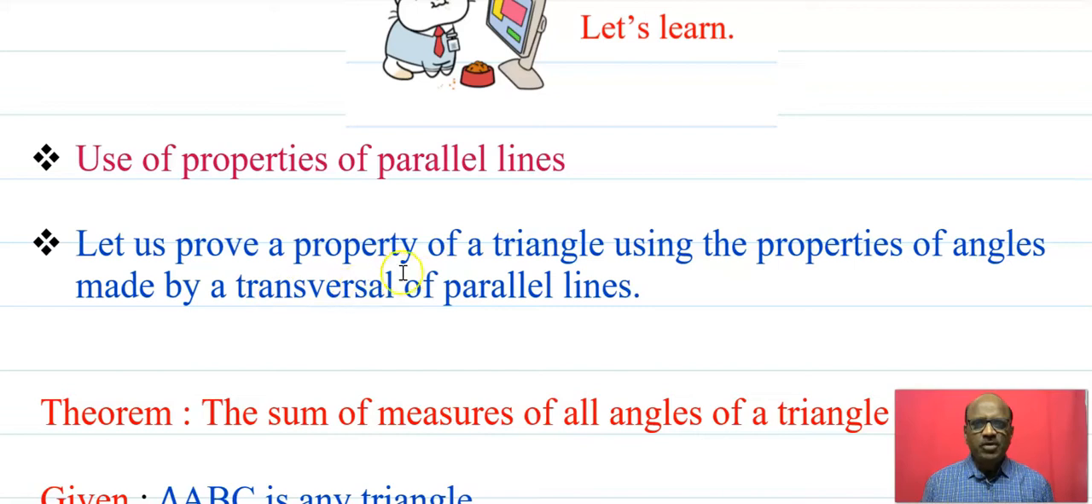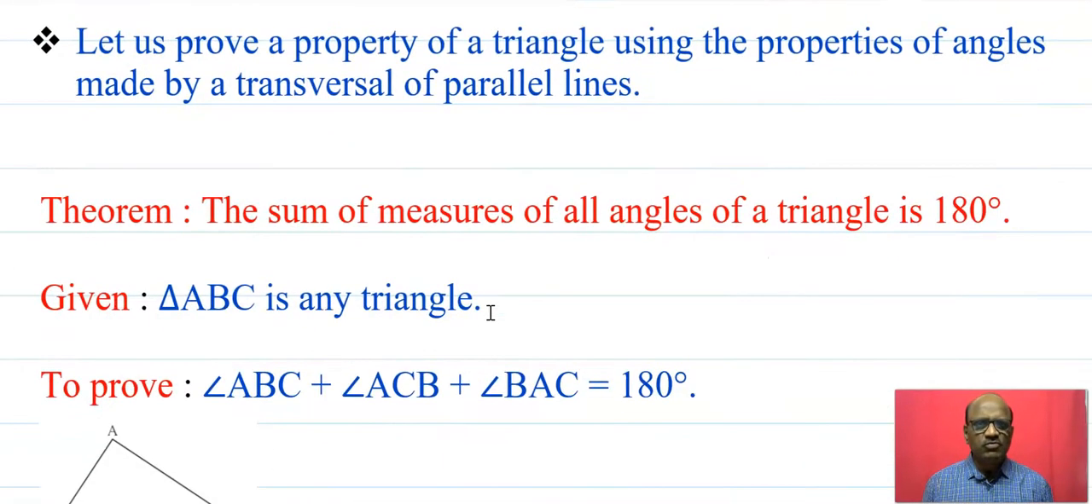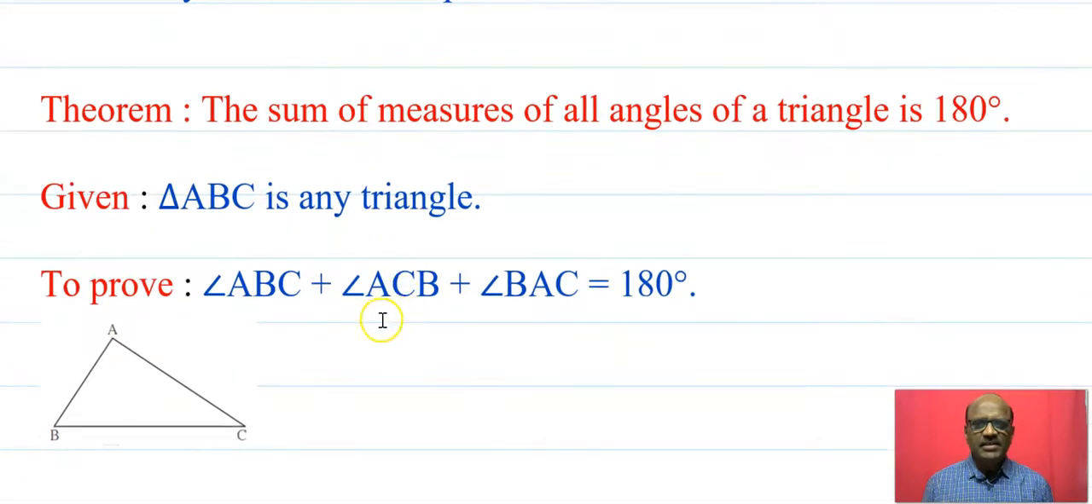Let us prove a property of a triangle using the properties of the angles made by a transversal of parallel lines. Here we will prove that the sum of measures of angles of a triangle is equal to 180. This is a very important theorem. The sum of measures of all angles of a triangle is 180. Given triangle ABC is any triangle. Measure of angle ABC plus measure of angle ACB plus measure of angle BAC is equal to 180.